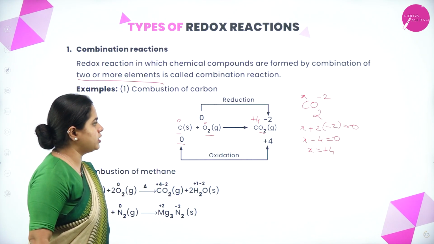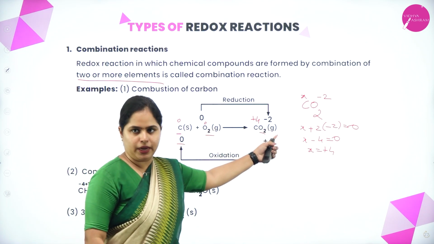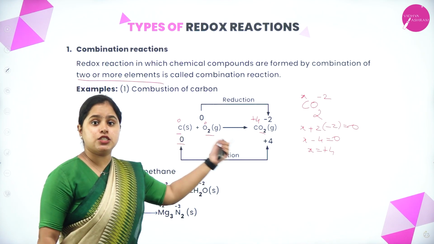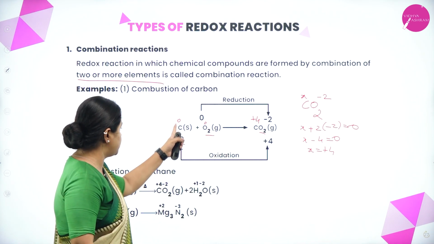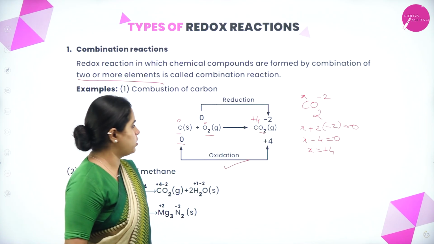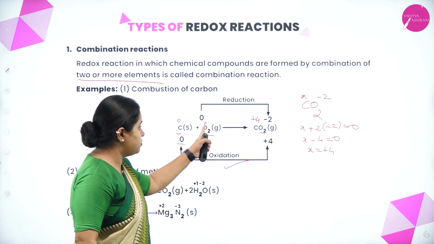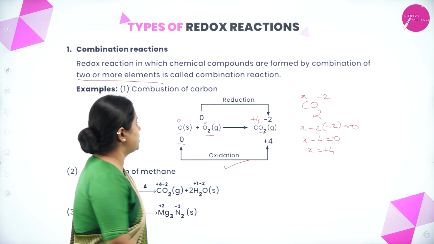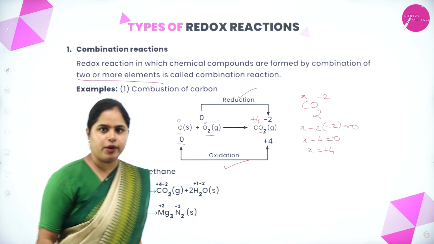So let's see here what is happening. For oxygen, it is -2, right? So what is happening for carbon? The oxidation number is increasing from 0 to 4. So it is undergoing oxidation. Carbon is undergoing oxidation. And for oxygen, from 0, it has reduced to -2. Oxidation number has decreased. So it is undergoing reduction. So I hope it is clear.